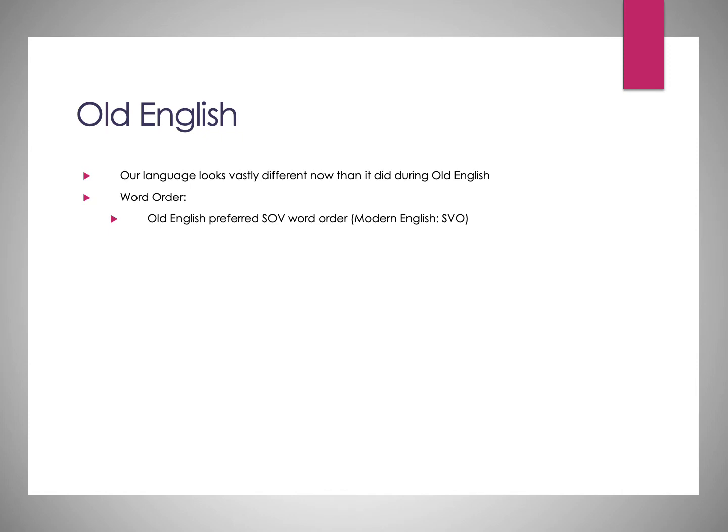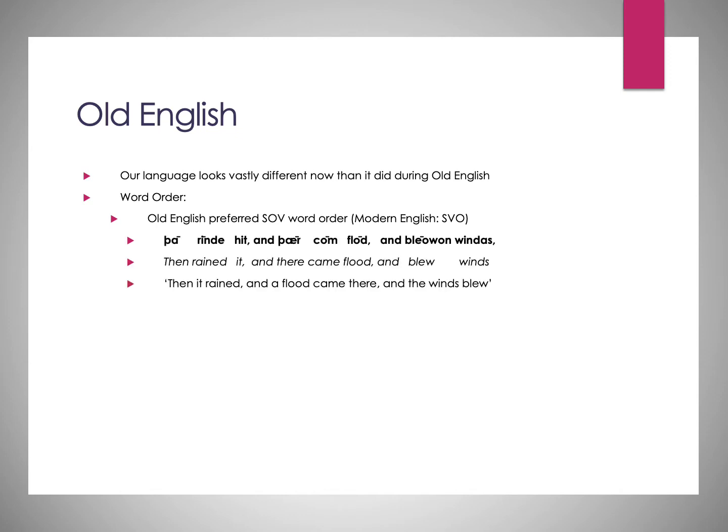Even though now we have a very strict syntax that puts the subject first and then the verb and then the object in almost all of our cases, we don't always see that in Old English, but there was a little bit more flexibility in Old English. So in a sentence that would in modern English be translated, "then it rained and a flood came there and the winds blew," you can see that it's "then rained it and there came flood and blew winds." We have different orderings for some of those. So "then it rained" becomes "then rained it." And so we can see some of the different orders of how things are going in Old English versus how we see them today. Morphology is also a huge, huge change that we've had from Old English to today.